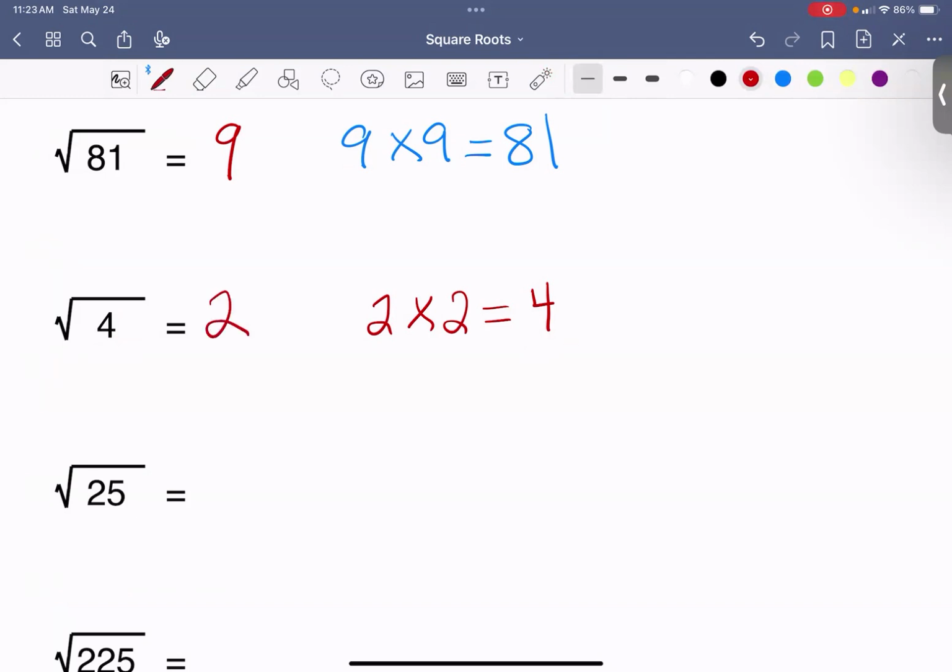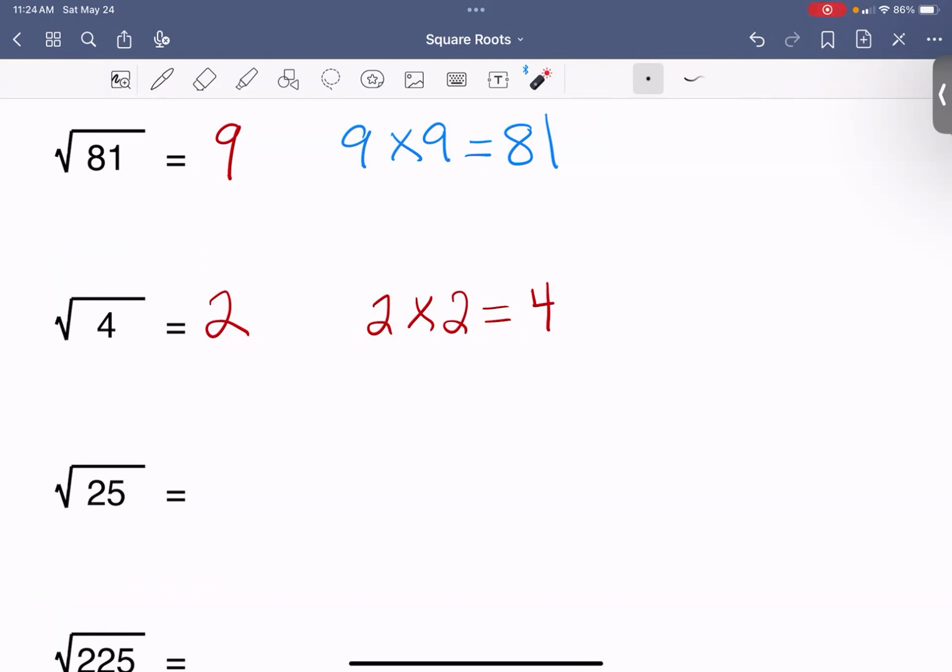So the square root of a number is the value that when multiplied by itself, like 2 multiplied by itself, gives the original number 4. So the square root of 4 is 2.